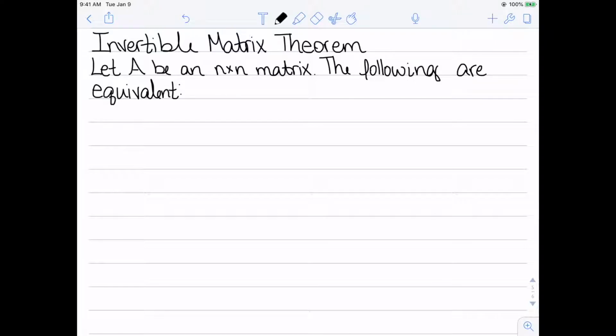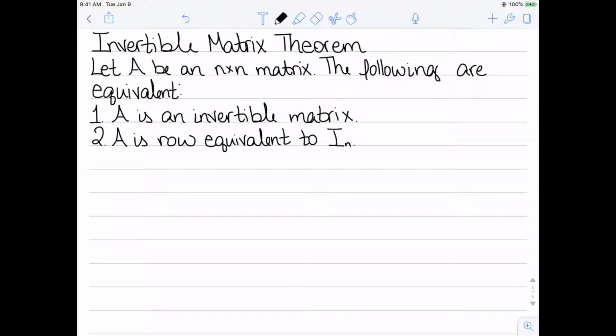We're going to let A be an n by n matrix. Then the following are equivalent. So essentially all of the statements that I write down, if one of them is true, all of them are true. If one of them is false, all of them are false. The first, A is an invertible matrix, hence the name invertible matrix theorem.